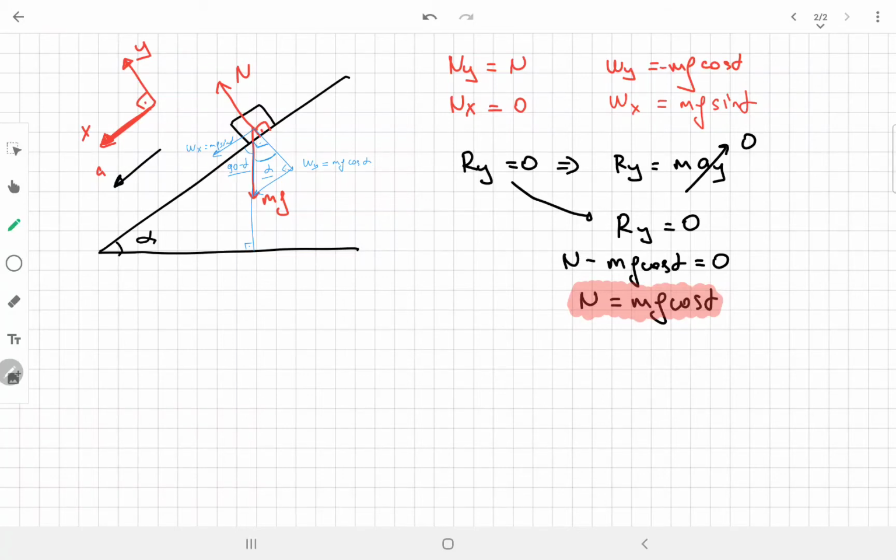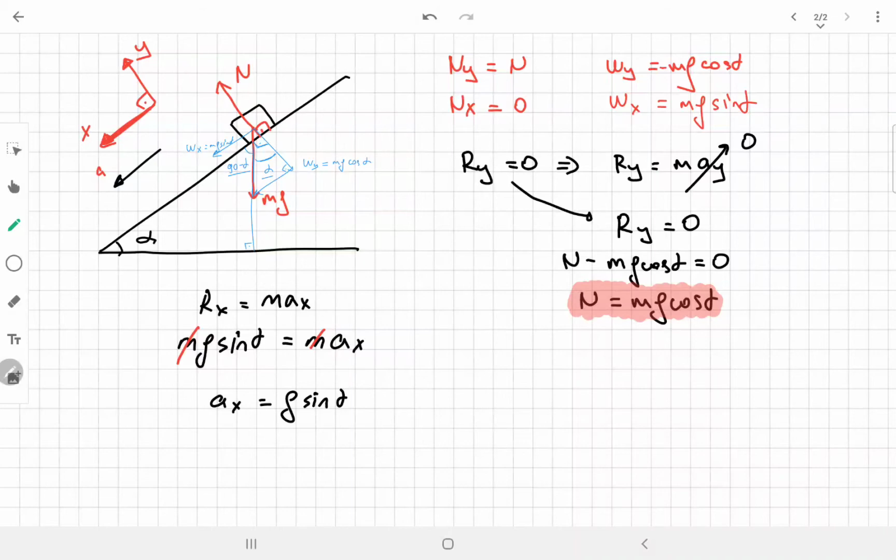Now let's come to the motion in x direction. So resultant force in x direction should be equal to m a_x, acceleration in x direction. In x direction we have only the x component of the weight, which is mg sine alpha. That's all. There is no other forces in this direction. So this should be equal to m a_x. We can remove masses, and acceleration equal to g times sine alpha.